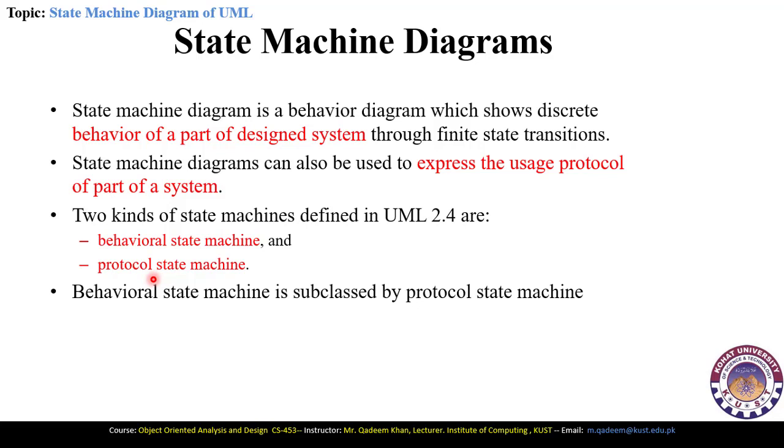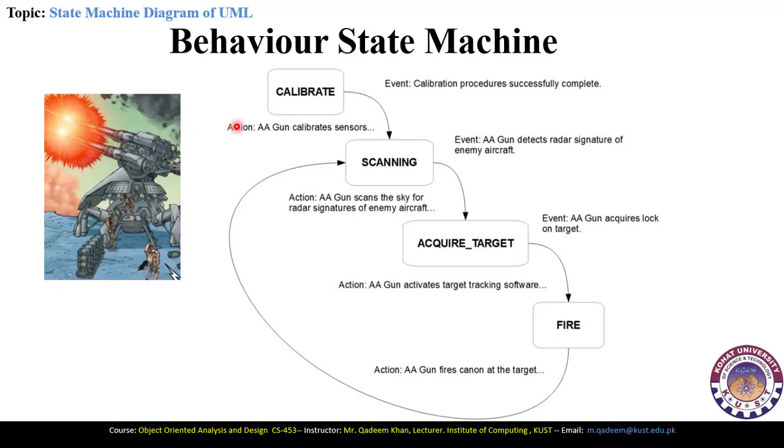Now, in upcoming slides, we will provide you two different examples of the behavioral state machine diagram and the protocol state machine diagram. Now, look at this example. This is the example of the behavioral state machine diagram. Here we have a firing system which can fire a gun. There are four different states: calibrate, scanning, acquire target, and the fire state.